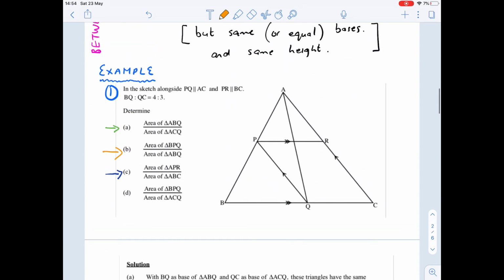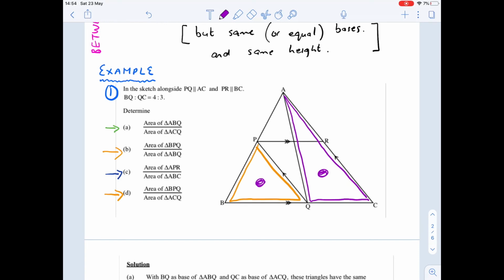Okay, now if we look at number D, let's go back here. Let's look first at BPQ. So BPQ is this triangle here, and ACQ is this triangle here. Now we need to try and find out the relationship between these two. And if we go back to our types, type 1 is when they have the same height. No, there's no same height here. Type 2, common angle. No. Type 3, line between the same parallel lines. No. So none of those three types are going to help us here to find the relationship in areas between these two triangles. So then we've got to look for something else.